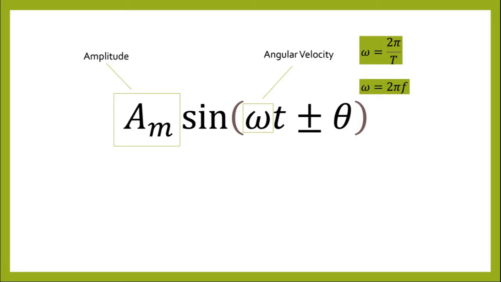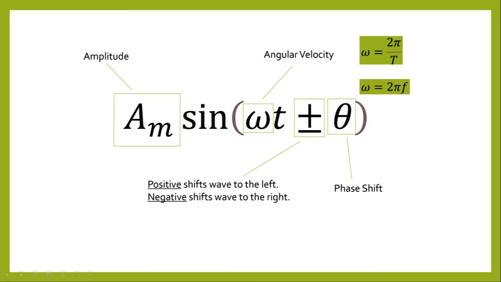The final component of this mathematical representation is the plus or minus theta. This is the phase shift. A positive theta value shifts the wave to the left however many degrees, and a negative value shifts the wave to the right. There is also a phase relationship between waves.